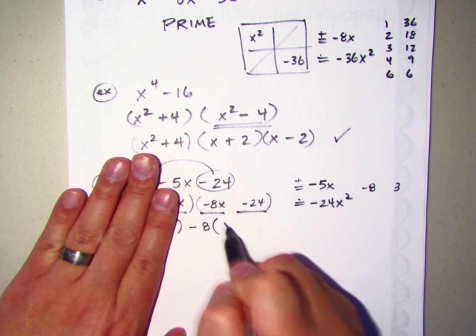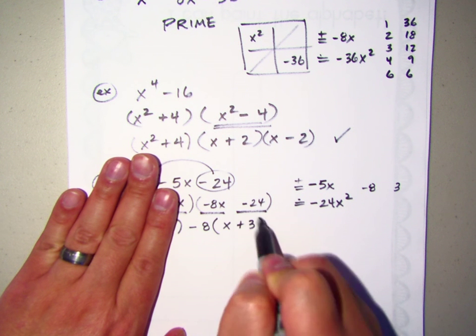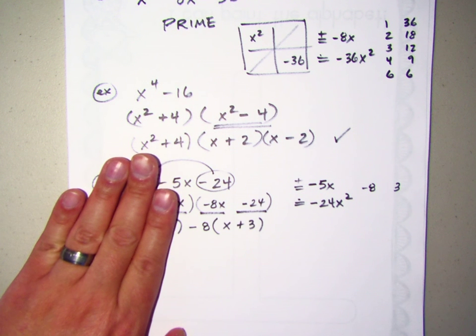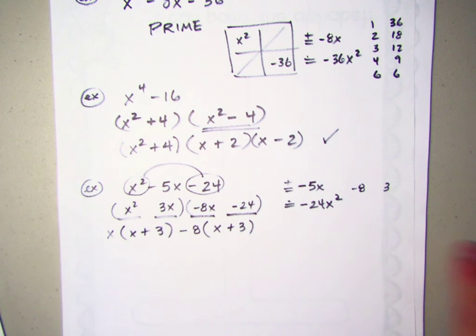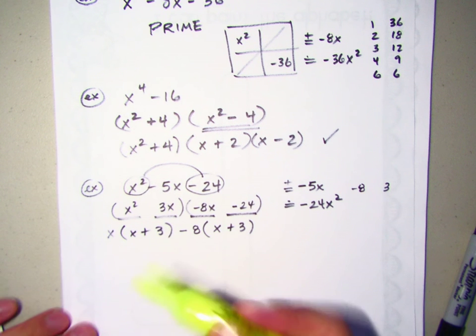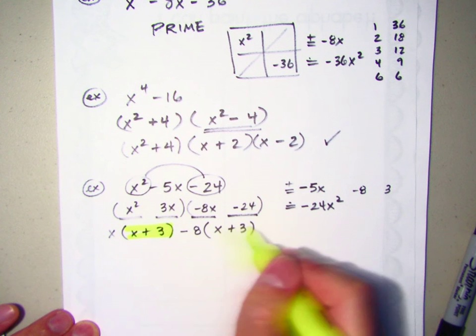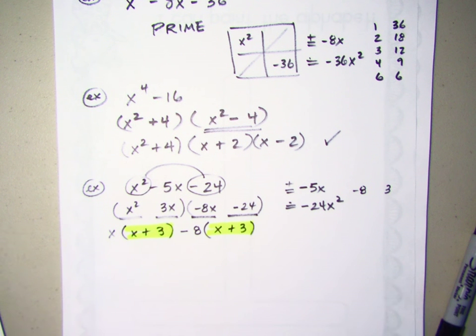Okay, here's the second thing about factor by grouping. In order to do this, the two terms that you come up with, that are left in the parentheses, have to match. If they don't match, try again, or perhaps this method doesn't work.